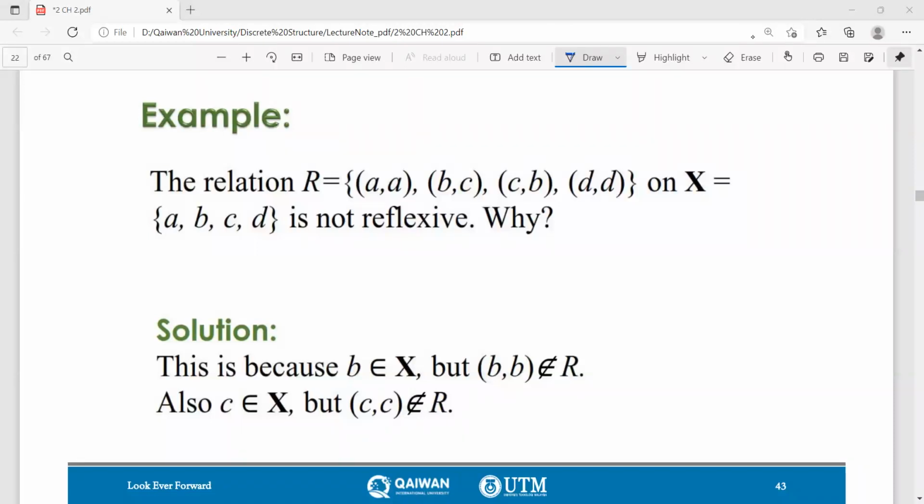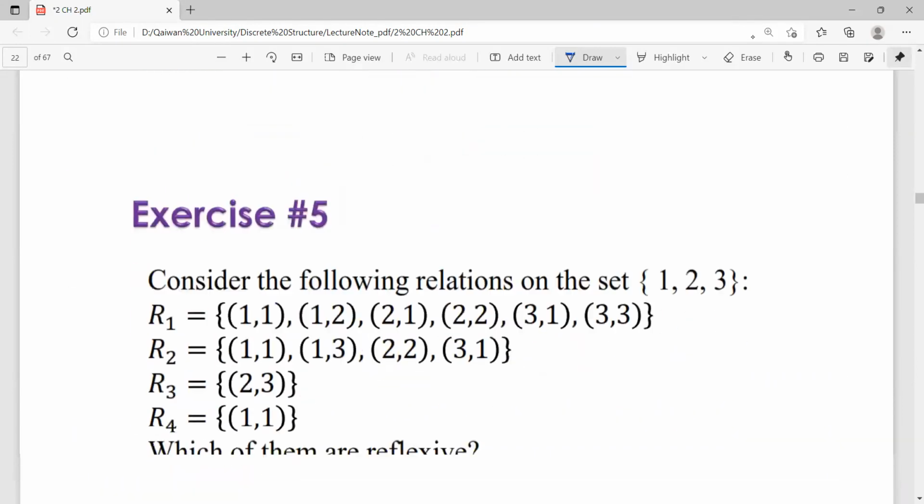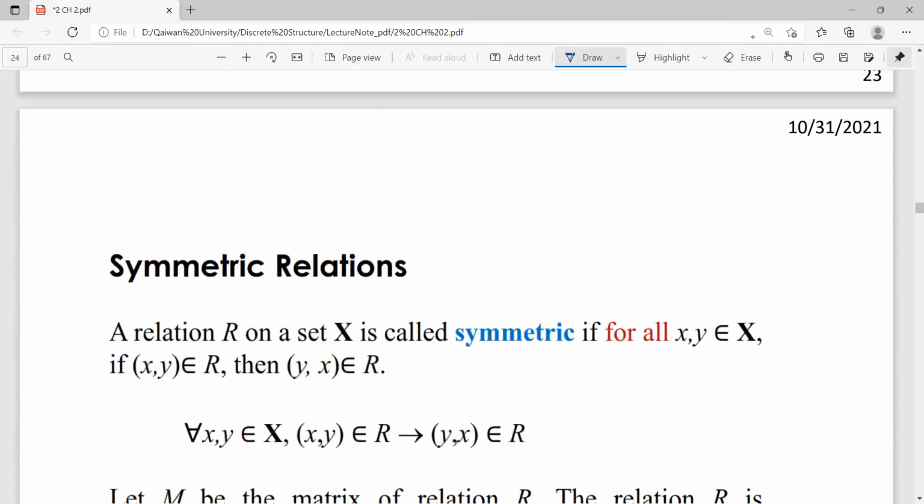Here is the example that we talked about. It says this relation on X is not reflexive. Why? The reason is here we have B in X, but we have no (B, B) in the relation. We also have C in the set X, but we have no (C, C) in the relation. These are the reasons. Here we have some exercise that's for yourselves.